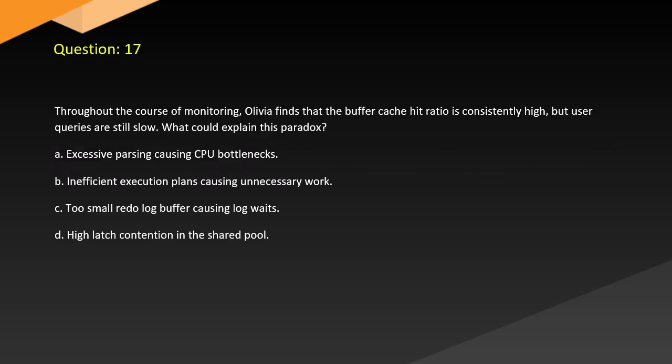Question 17. Throughout the course of monitoring, Olivia finds that the buffer cache hit ratio is consistently high, but user queries are still slow. What could explain this paradox? A. Excessive parsing causing CPU bottlenecks. B. Inefficient execution plans causing unnecessary work. C. Too small redo log buffer causing log waits. D. High latch contention in the shared pool.